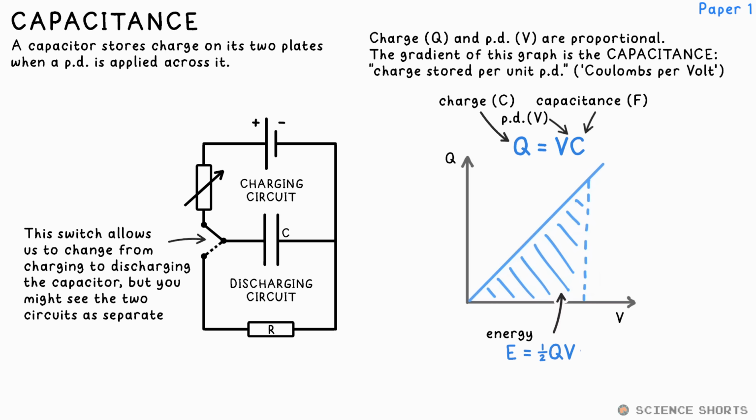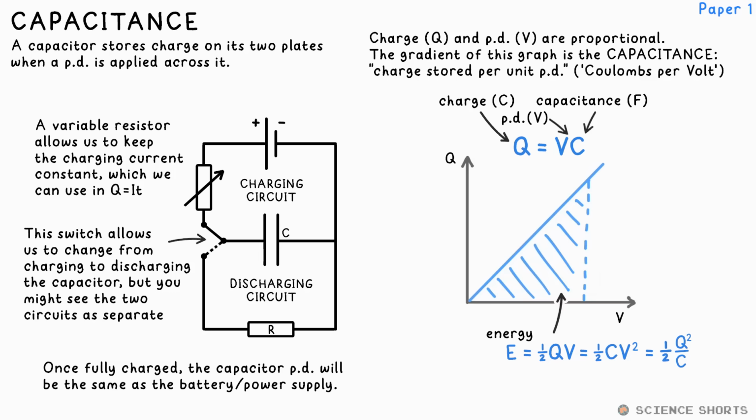Substituting out Q or V with our first equation, we get the alternatives half CV squared and half Q squared over C. You don't really measure charge directly, which is why we have to calculate it using charge equals current times time. But this only works if the charging current is constant. As the current will start high and fall to 0 if we just hook up the capacitor to a battery, we need a variable resistor that we're constantly changing in order to keep the current constant. Once fully charged, the PD across the capacitor will be the same as that of the battery. It's worth remembering that before this point, the rest of the PD from the battery will be taken up by the resistor in the circuit.